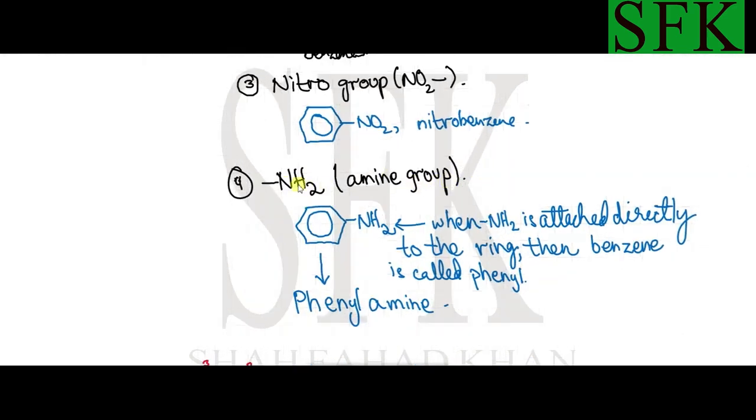When the amine group is a substituent, the story changes a bit. Then this benzene is no longer called benzene, but rather it's called phenyl. This entire benzene ring is referred to as phenyl, and the amine group stays as amine, so the name becomes phenylamine.